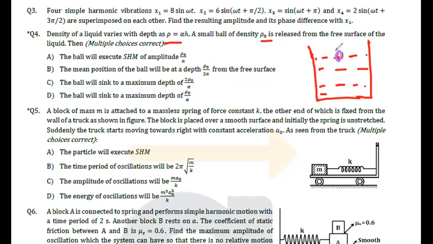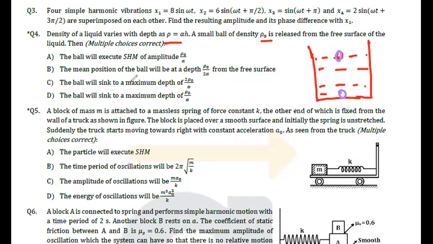Free surface means from here, clear? Either here or here, depending on if rho naught is more or less. It is saying free surface, so it is the upper one. Now think about it, what will happen? We know that density rho is equal to alpha h, yes or no? Yes, correct.